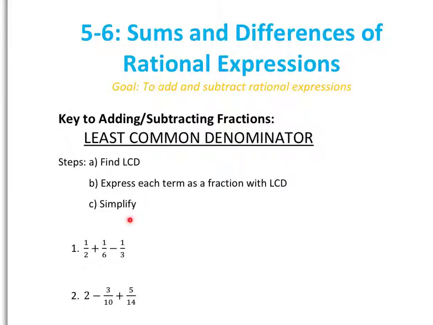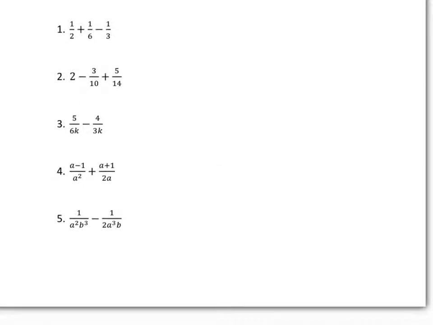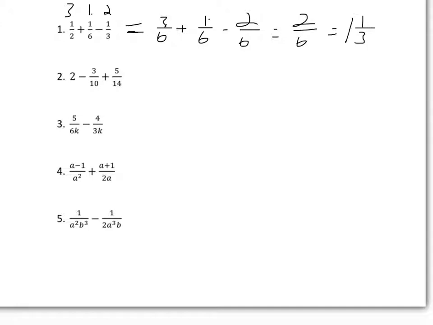So we're going to begin very simply with a couple of review exercises on how to add fractions. This first one, 1/2 plus 1/6 minus 1/3. Our least common denominator is obviously 6, so we're going to multiply this one by 3, this one by 1, this one by 2. Right, 3 over 3, 1 over 1, and 2 over 2 to get 3/6 plus 1/6 minus 2/6. So we've got 3 plus 1 minus 2 gives us 2/6, and we can reduce that to 1/3. Pretty easy.